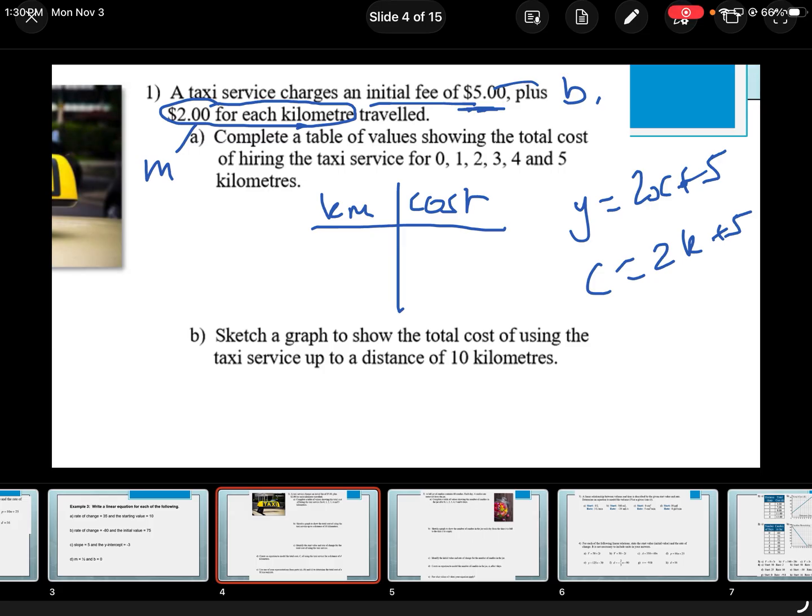And then what you do is you go, okay, I've got 0 kilometers, 1, 2, 3 kilometers. I'm not going to do all the way down. And then what's the cost? Well, the cost for the initial is $5. For 1 kilometer, you're going to add another $2. And then you're going to add another $2, and another $2, and it looks something like that.